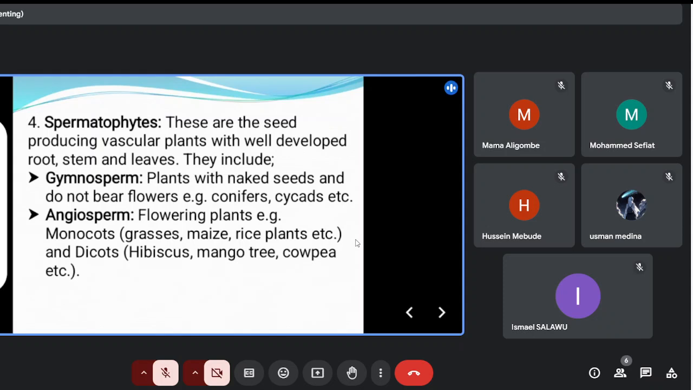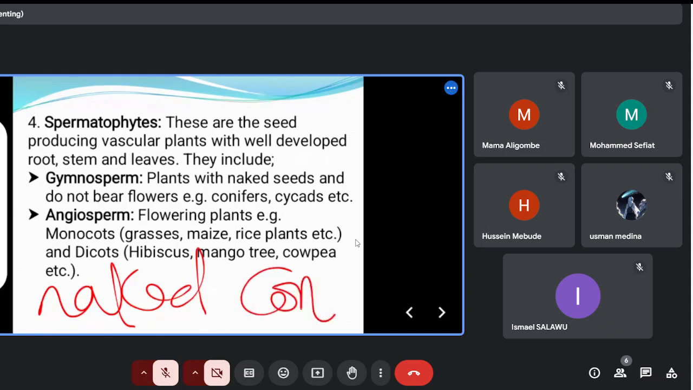that produce seeds born on a naked cone, naked seeds born on cones. Cones are normal cones. So their seeds are always open. They are not enclosed within a seed coat. So they produce naked seeds. So they are what? They are gymnosperm. And how would you identify them?